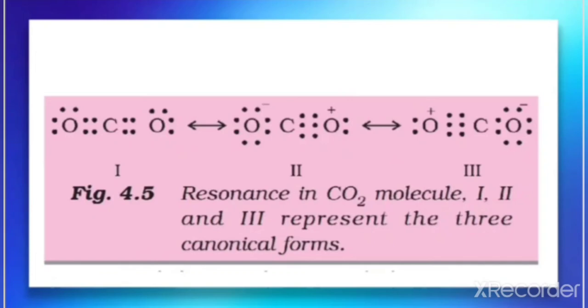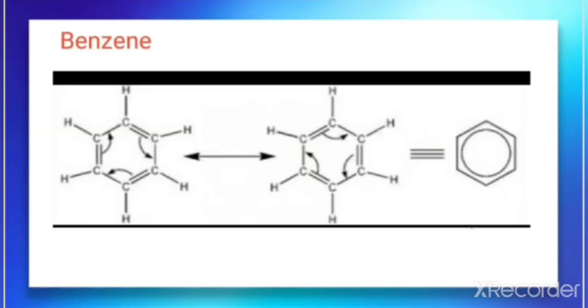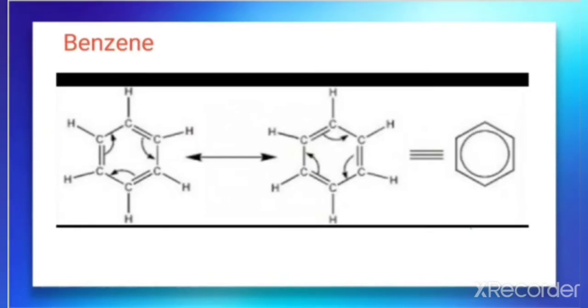The most important example for the resonating structure is benzene. In benzene, there are six carbon atoms in a cyclic form, and there are alternate single and double bonds. Look here: double, single, double, single, double, single. So there is one possibility of a structure: change the position of the double bond. When you change the position of this double bond to this side, this double bond will shift to this side, and you will be getting this structure, the resonating structure.